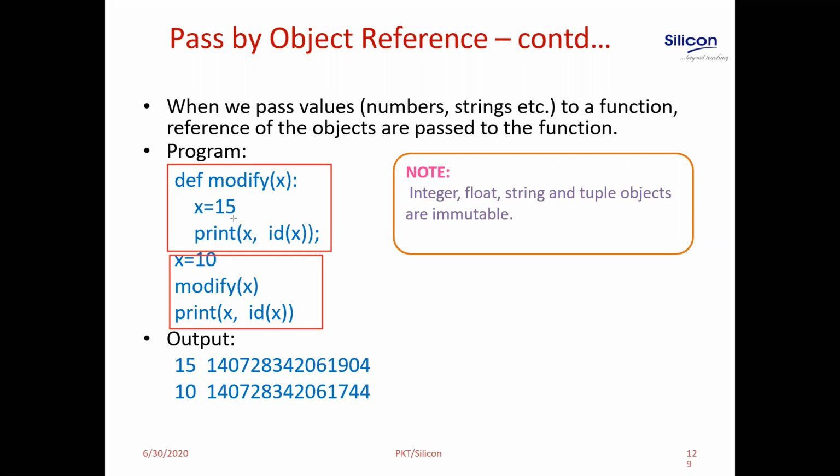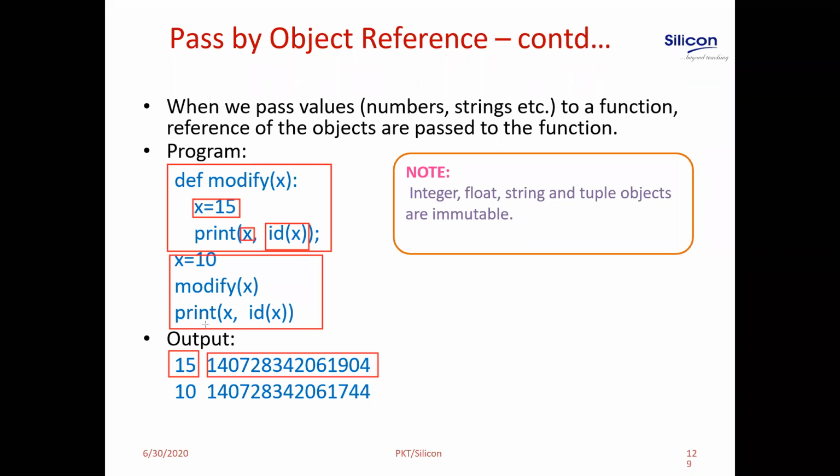The moment I write x equals 15, another object, 15, is assigned, and I'm printing x with id of x. When it goes for printing here, this x is nothing but this 15. So it will print 15, and id of x is the address of this object 15. So 15 and id of 15 will be printed.